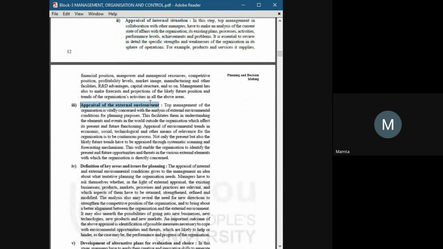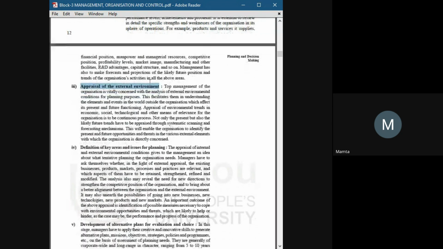Now, appraisal of external environment. We have taken appraisal of internal situation. Now we will take a look at the external environment, the ongoing environment. Top management of the organization is vitally concerned with the analysis of external environment conditions for planning purposes. This facilitates them in understanding the elements and events in the world outside the organization, which affect its present and future functioning.